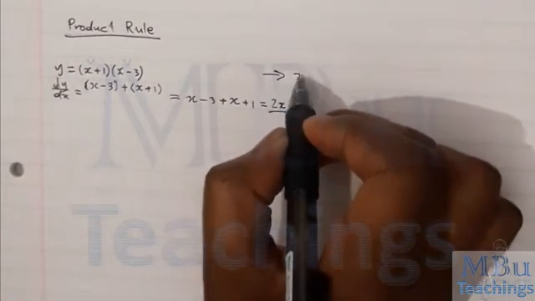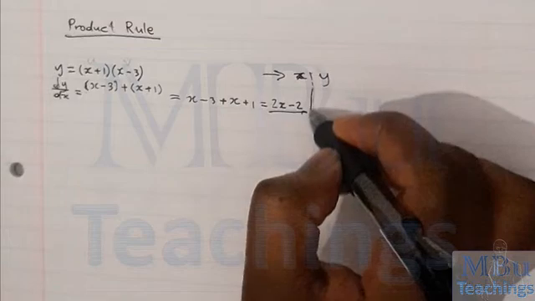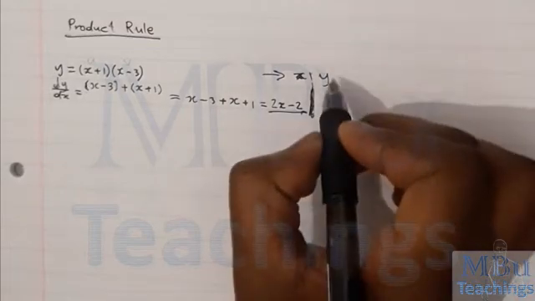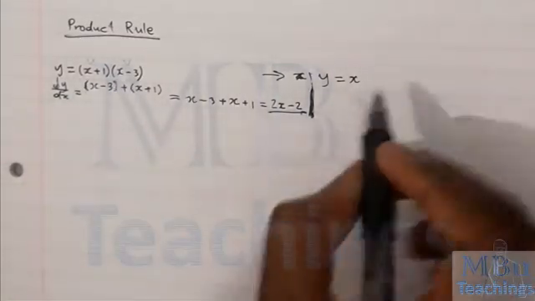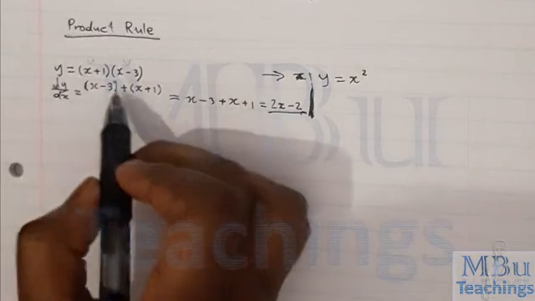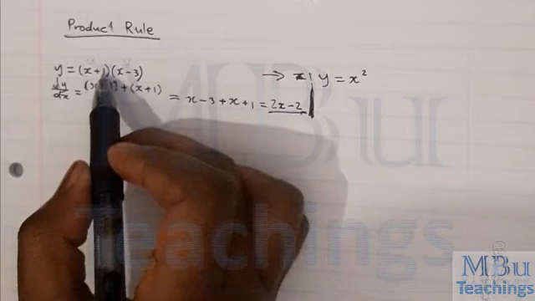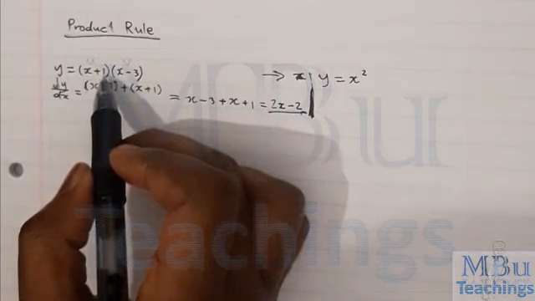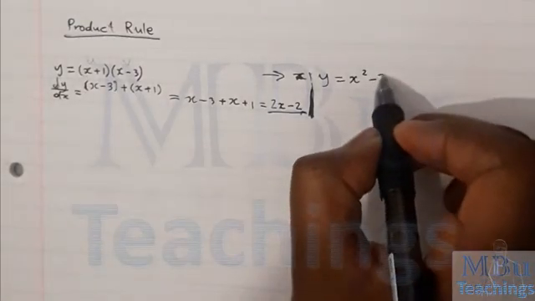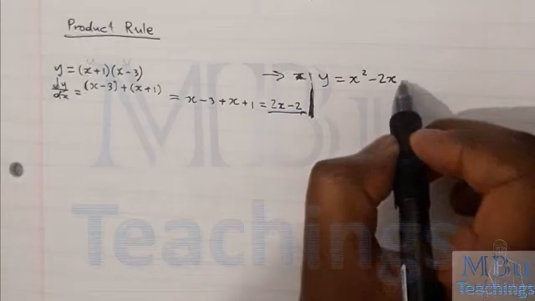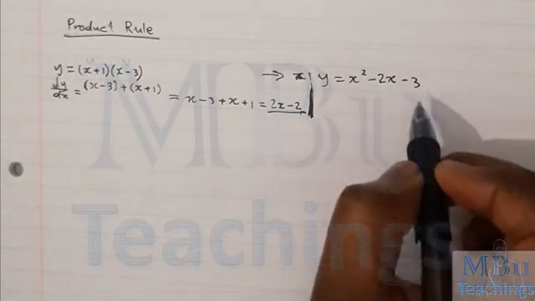You'll end up getting, okay, your y, therefore, let me put a line here. Your y therefore will equal x. If I say x times x, that is x squared. X times negative 3 will be negative 3x. Then x times 1 will be positive 1, wait, positive x. Negative 3x plus x will give us negative 2x. Then finally 1 times negative 3 will be just negative 3.